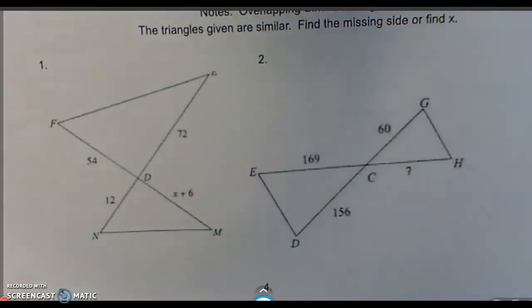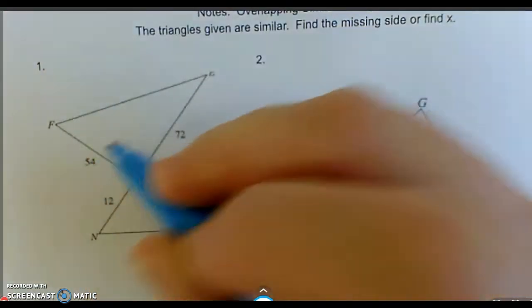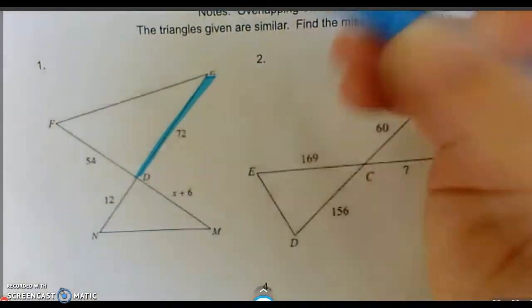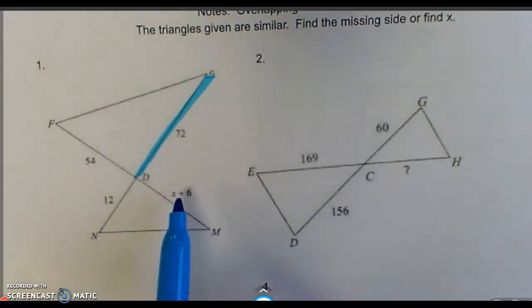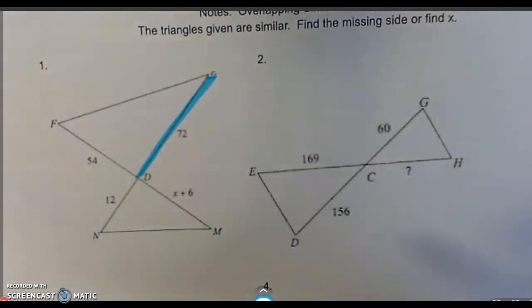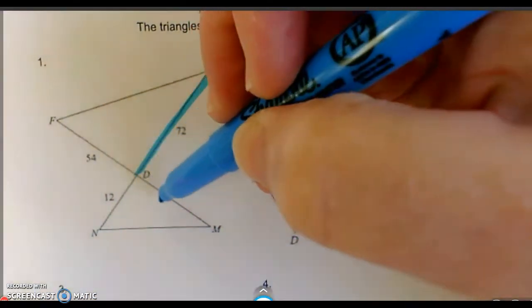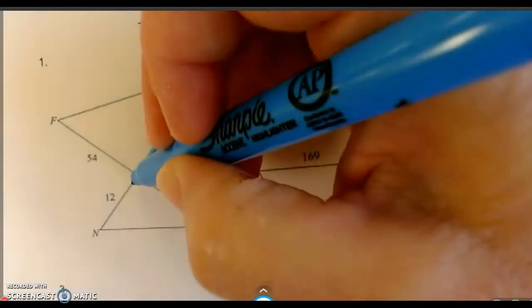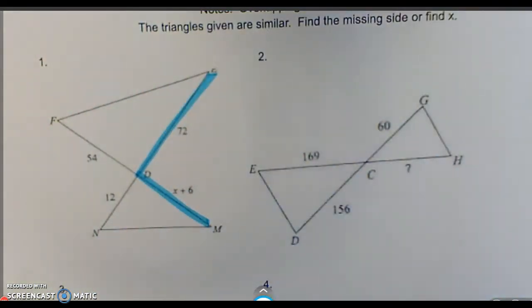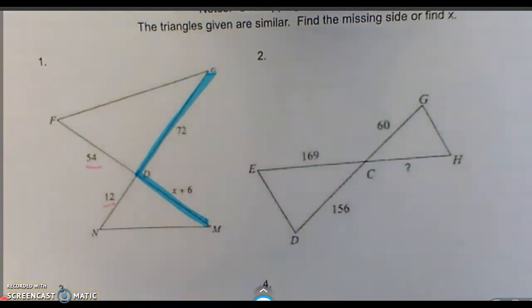And what I normally do is I look at the sides and figure out which sides are the biggest. So when I look at these two sides, 54 and 72, I know that 72 is the biggest. So then I need to look here and decide, well, which one's the biggest. You can't look at the numbers because we don't know what x is. You actually have to look at the length of the lines. So look at this length and look at this length. This one looks longer, so this one must correspond together. So what that means is that these other two must correspond together. So 54 and 12 must correspond together.